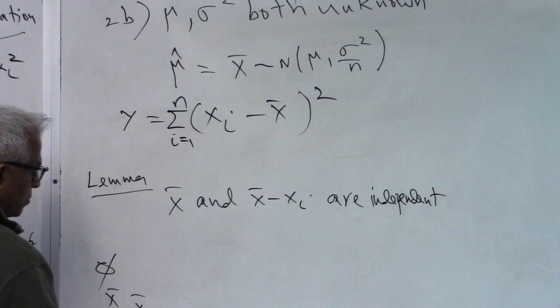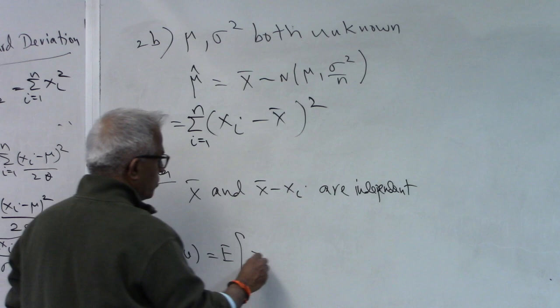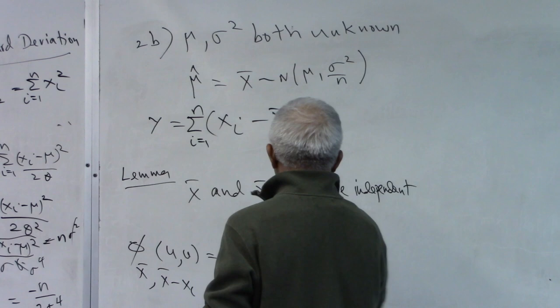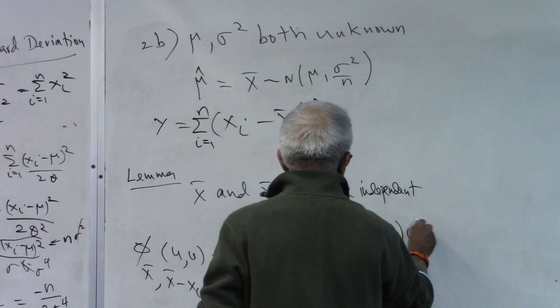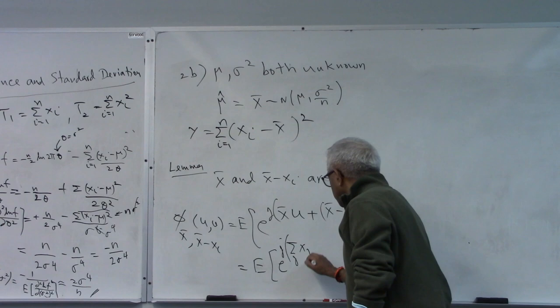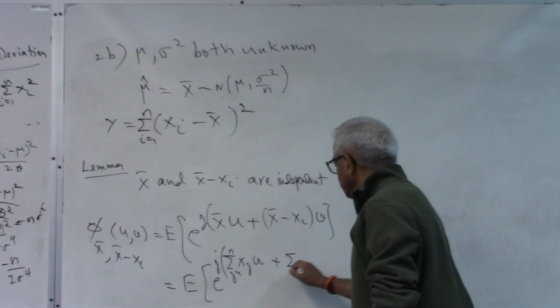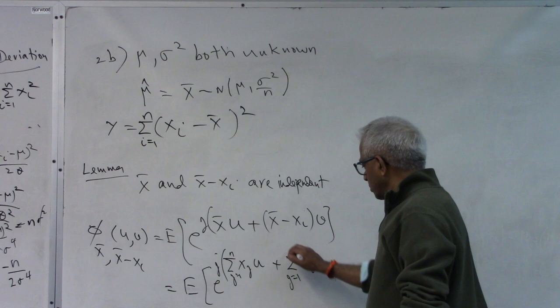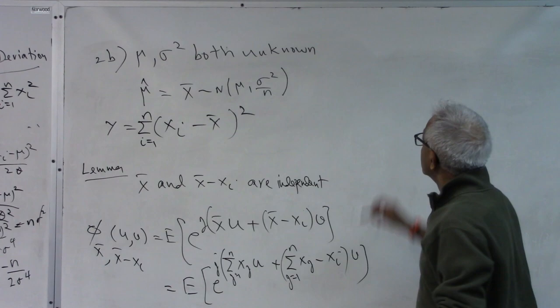So this is, by definition, e to the power j(x̄u + x̄ − xᵢv), right? So this is e to the power j, where x̄ is (1/n) times the summation of xⱼ, j equal to 1 through n, multiplied by u, plus the summation of xⱼ, j equal to 1 through n, minus xᵢ multiplied by v. Yes, this is just by definition, right?